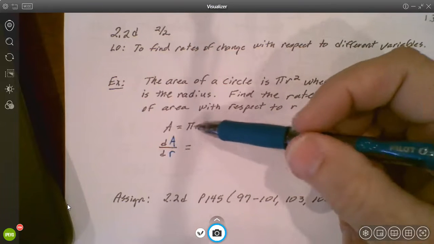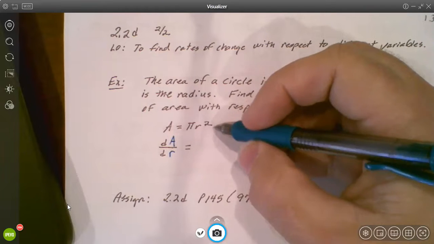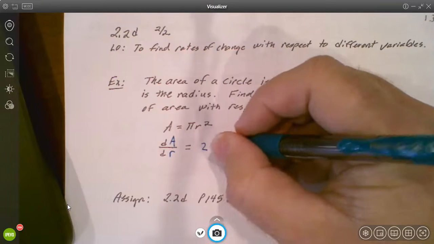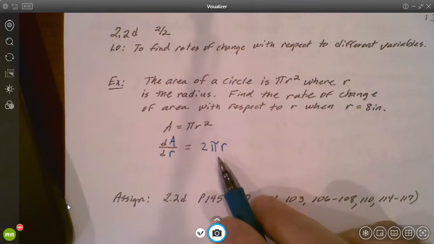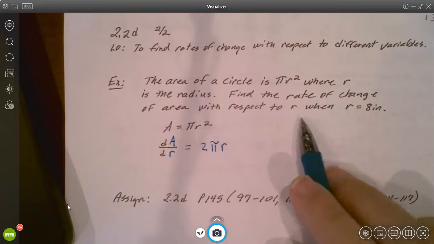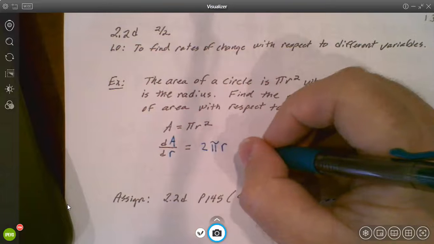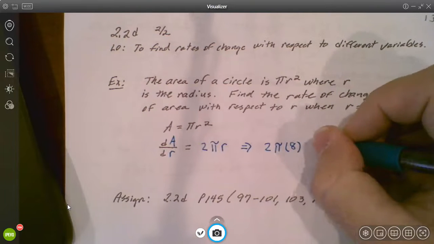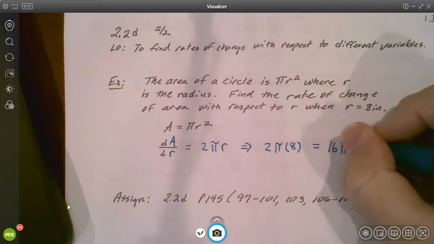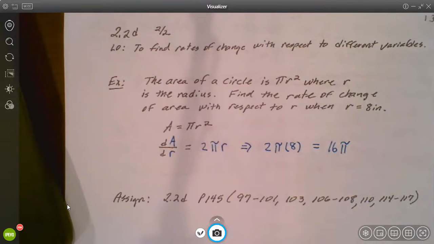And so if we go through our normal process on this, our power rule, where you multiply 2 to the front, it becomes 2 pi r to the first. This now is an expression that represents the rate of change for any radius of a circle. And so if I had a circle with a radius of 8, I could just simply plug that in. And now I have the instant rate of change for a radius of 8. So that's it for that one, nice and short.